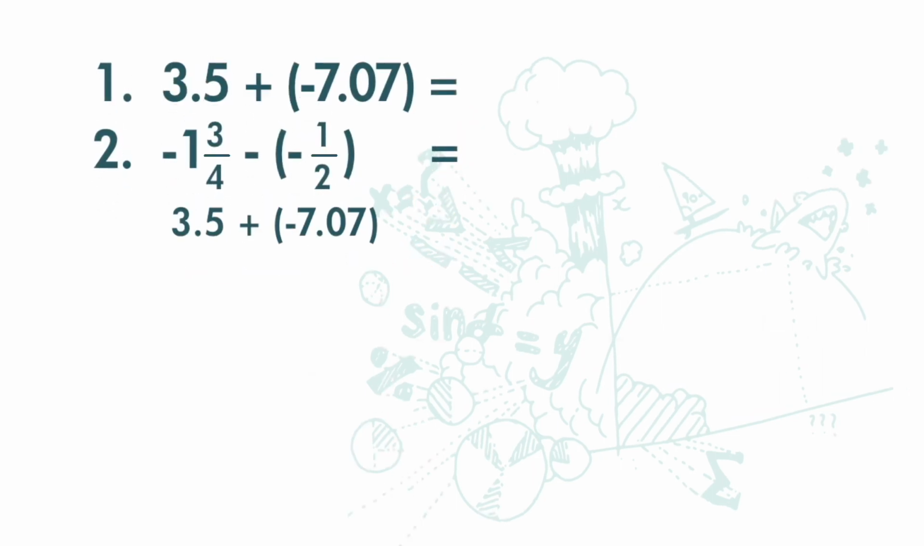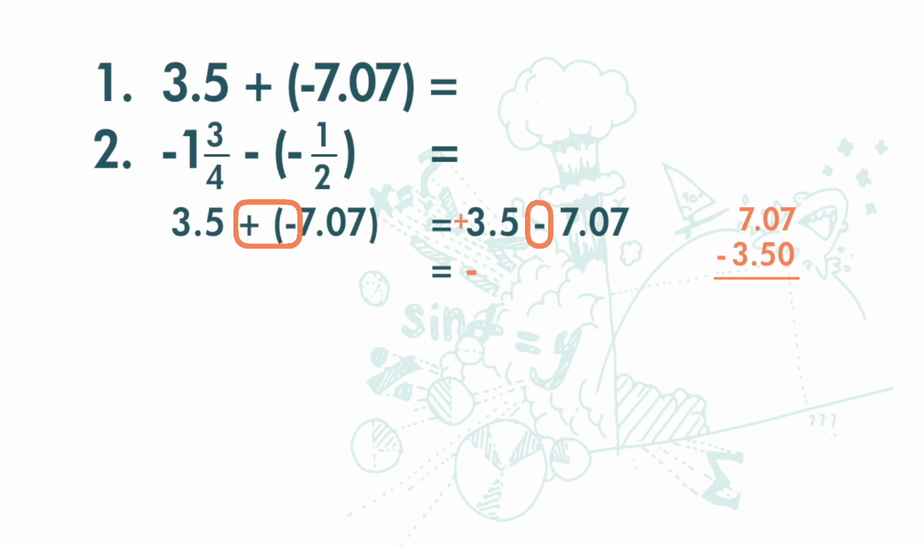3.5 plus -7.07. Plus negative becomes minus. So we have 3.5 minus 7.07. 3.5 is actually positive and 7.07 is negative. There is more negative than positive, so the answer must be negative. Then we subtract 3.5 from 7.07. We get 3.57. So the answer is negative 3.57.